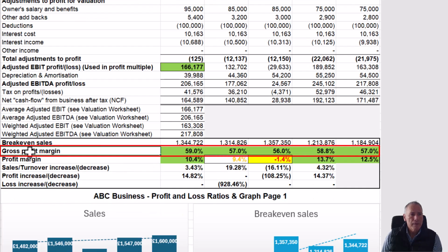The next ratio it highlights is the business's gross profit margin, which in this case is very healthy because in year 1 is 59% and it never drops below 56%, even in the bad year. I recommend that you don't buy a business with a gross profit margin of anything less than 40%, because otherwise the business is very vulnerable to downturn in sales. So you should be aiming for 40% and above. And the higher the gross profit margin, the better. But this will straight away show you what the gross profit margin is.